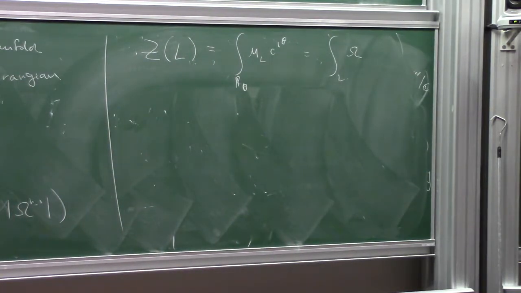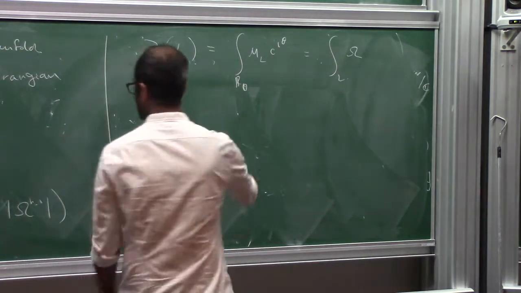Now, what's the difference from before? Earlier the measure had finite support. Now this measure doesn't have finite support. It has some arbitrary support.